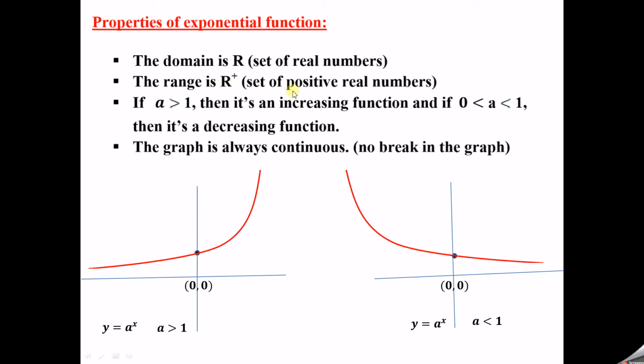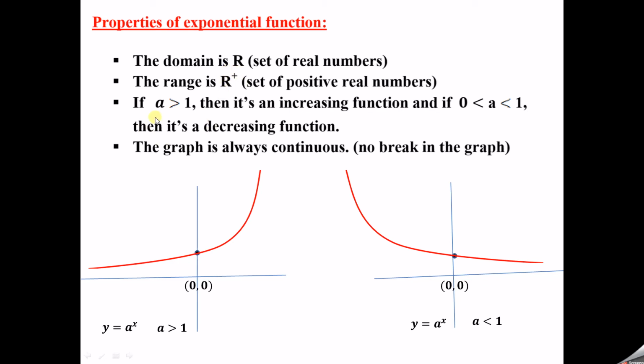R plus is the set of all positive real numbers. That means the images, or the y values, are always positive real numbers. So here, if you look at the graph, you will get only positive y values. You don't get negative y. y is always positive. That is the range. So the range of the exponential function is R plus.